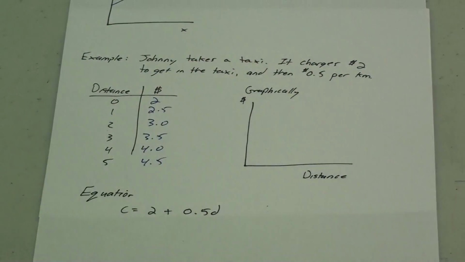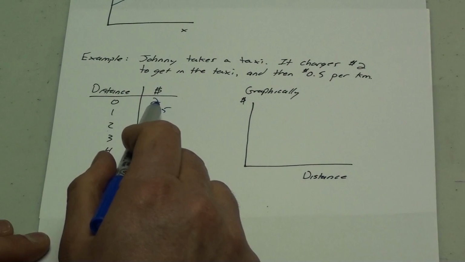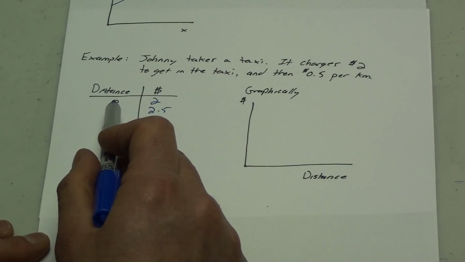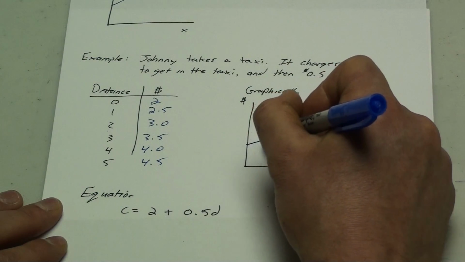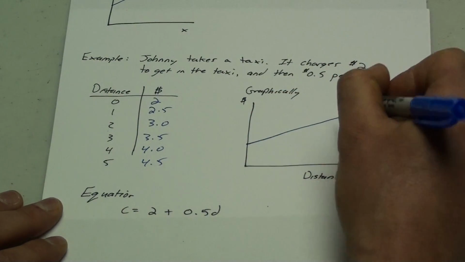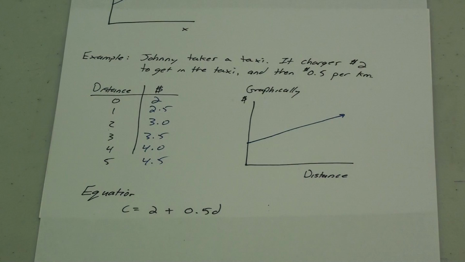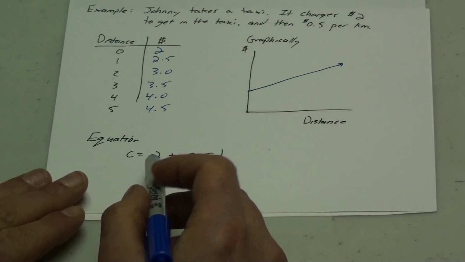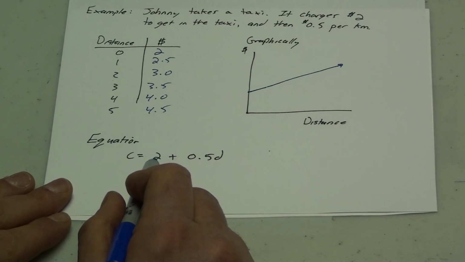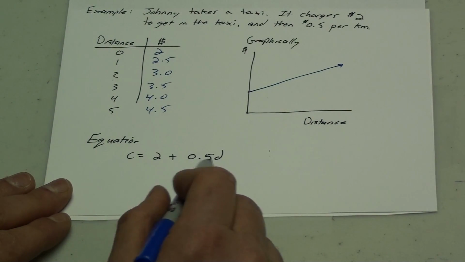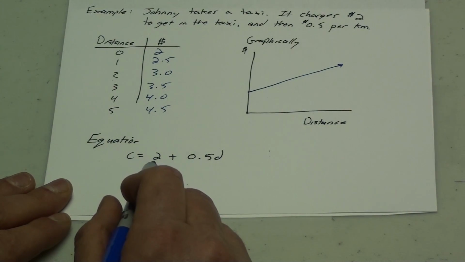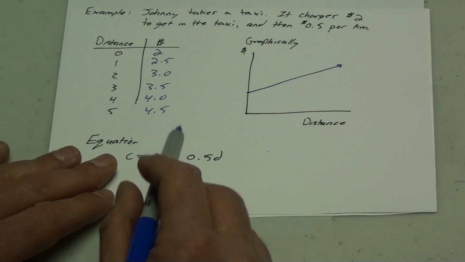Now if that was direct variation, and he didn't drive anywhere, it'd still be $0. But because it's partial variation, if he didn't drive anywhere, he had to pay $2. So on a graph, it'd start up at the 2 and then go up by 50 cents for every kilometer after that. As an equation, you have a constant here: 2 plus 0.5d. The 0.5d is how much it changes by, but it starts at the $2 for just getting into the taxi. And then you can plug in values from there.